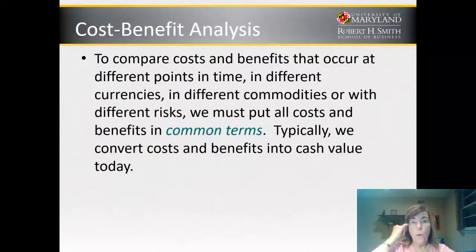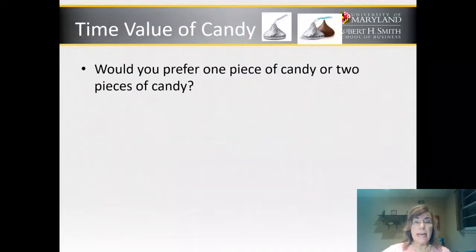So I mentioned a couple things in chapter 3 is cost-benefit analysis. You want to compare costs and benefits if they occur at different points in time, or different currencies, or different commodities, or have different risks. We must put them all in common terms. So typically what we would do is convert costs and benefits into cash value today.